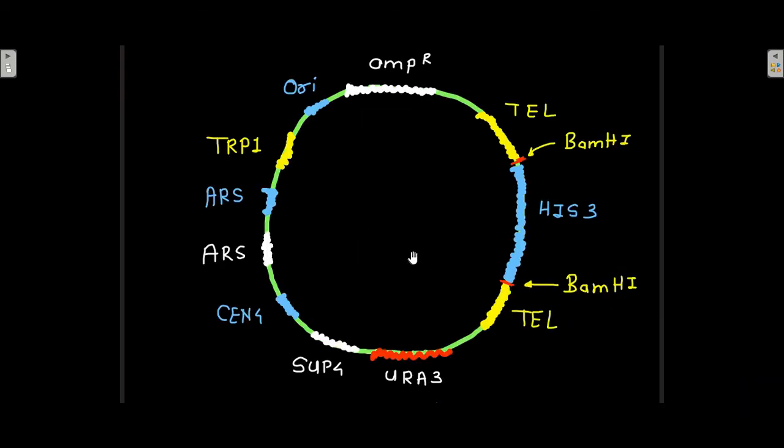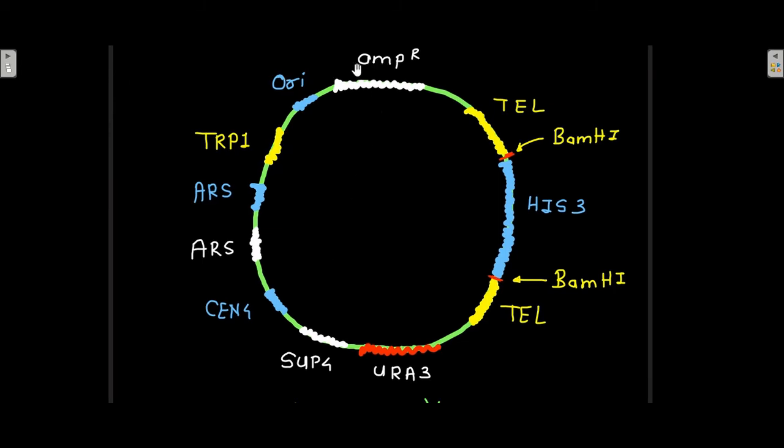So this is how your yeast artificial chromosome looks. Okay, this is the diagram. There is this ampicillin resistance gene, then there is this telomere, then these are the two restriction sites, and all the other genes are also present, and this is your autonomously replicating sequence. Okay, so let's see what this represents.